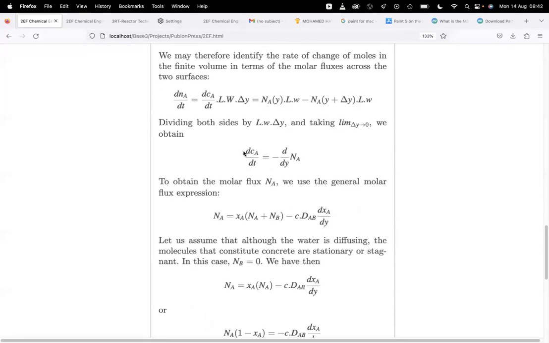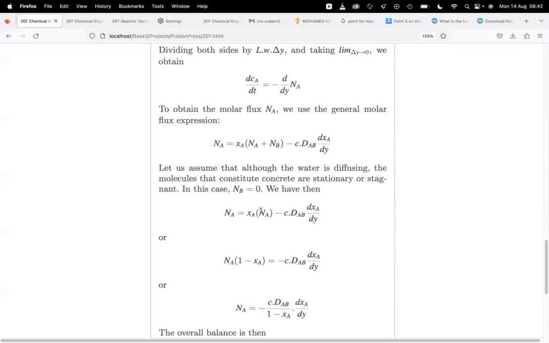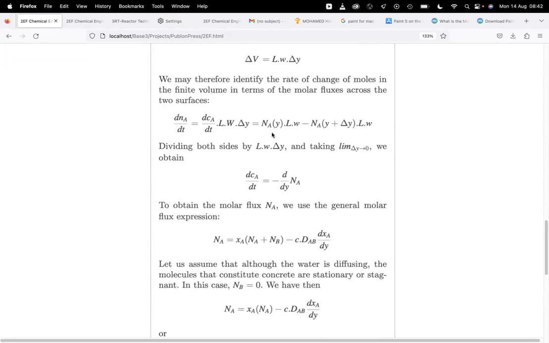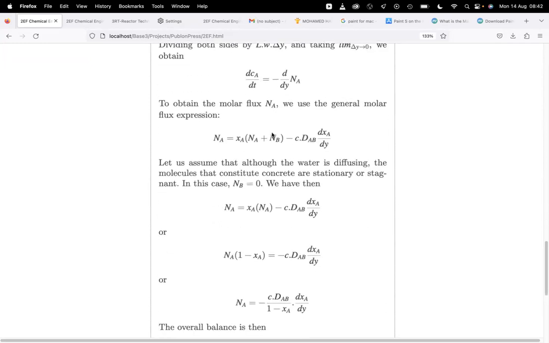And the area that the water was diffusing into was LW. And so we could get dc dt equals d/dy of Na. And then for the flux, we had looked at the case of equimolar counter diffusion, but in the problem, it's talking about only the diffusion of water. And if we are assuming that the molecules in the concrete are staying fixed, then that's diffusion through a stagnant film. So let's expand on Na.